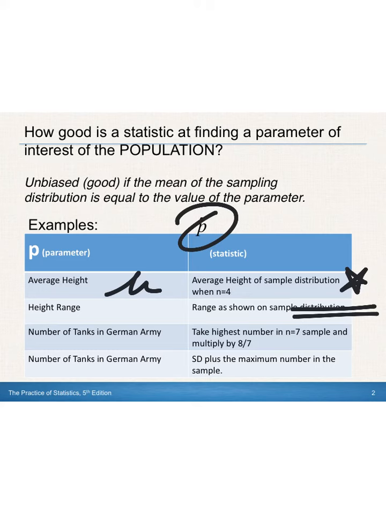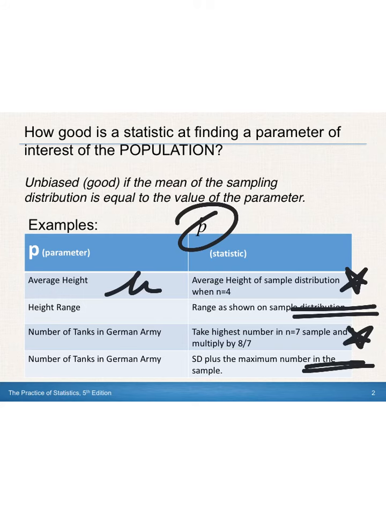When we looked at the tank problem, the mathematicians who actually solved the problem used a simple method: taking the highest number and multiplying by 8/7. They found it to be fairly unbiased. It matched the population. Whereas some of you did things like the standard deviation plus the maximum number, which was way off. It was biased. Remember, biased just means off the target. So these are some estimators that are used, and we have to make sure that our statistics are unbiased ones.